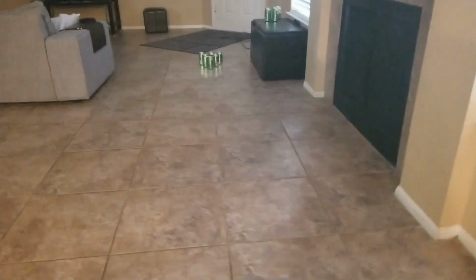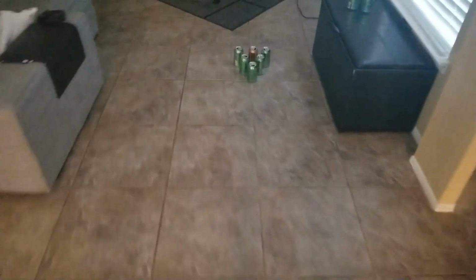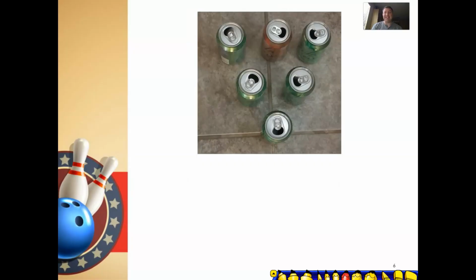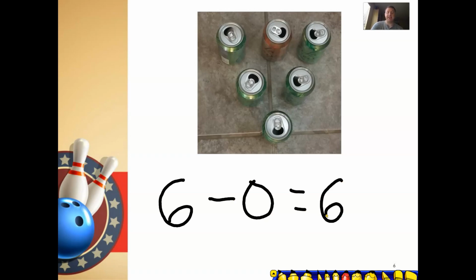So, all right, let's see if I can do this now. Ready? Oh, I did not knock any down. So I have 6 up, 0 were knocked down. All right, this time I started with 6 on my second turn, and I didn't knock down any. So 0 knocked down, and I have 6 left. So 6 pins to start. Take away 0 because I didn't knock any down. That leaves 6. 6 take away 0 equals 6.